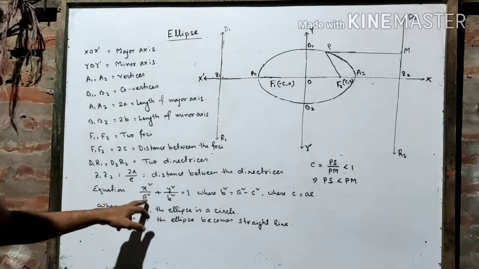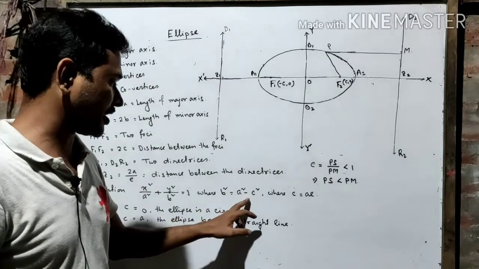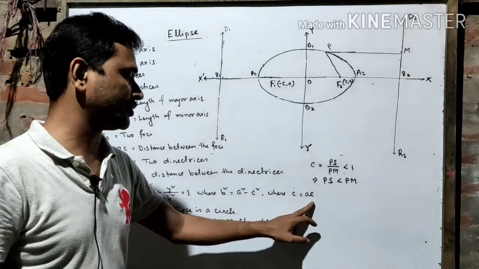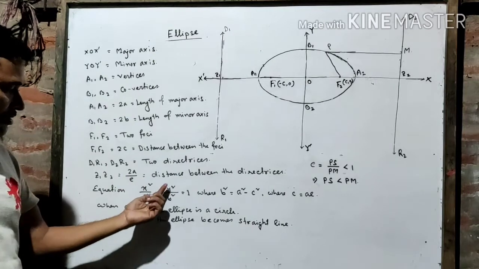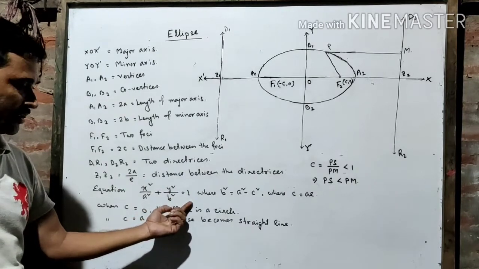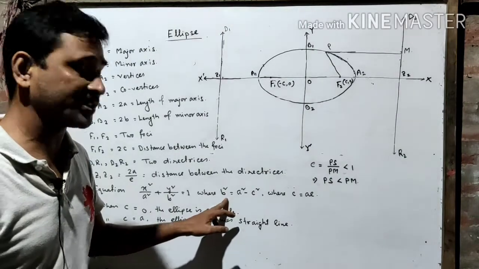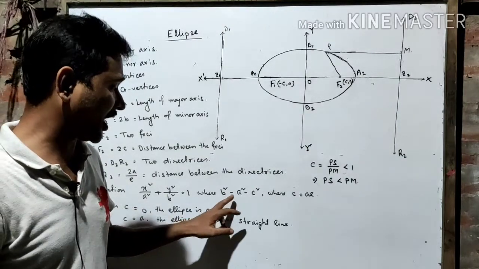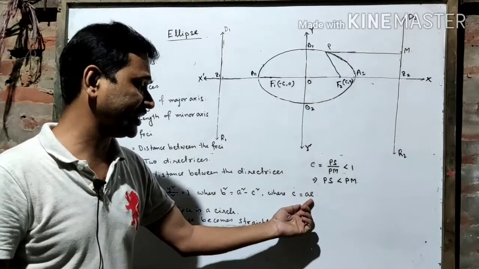The equation of the ellipse is x square by a square plus y square by b square is equal to 1, where b square is equal to a square minus c square and c is equal to ae. So there is a relation between a square and b square. What is that relation? This is a very important relation. b square is equal to a square minus c square. What is c here? The value of c is ae.